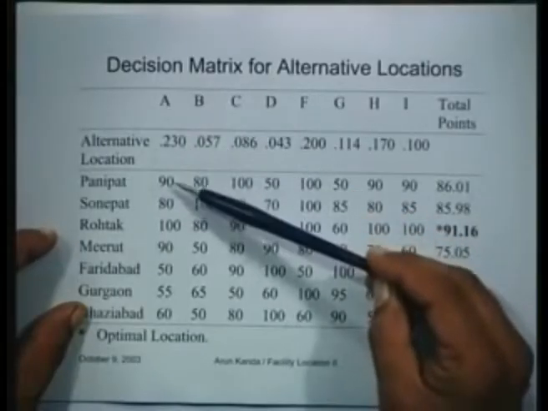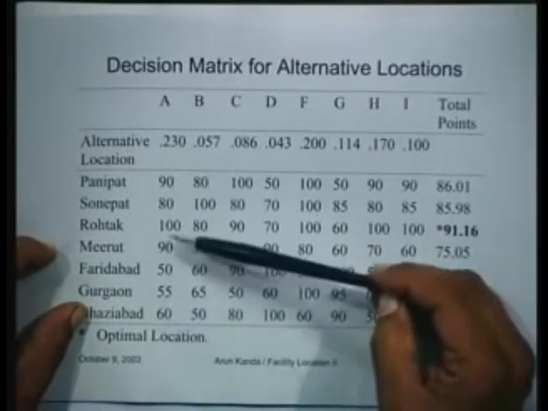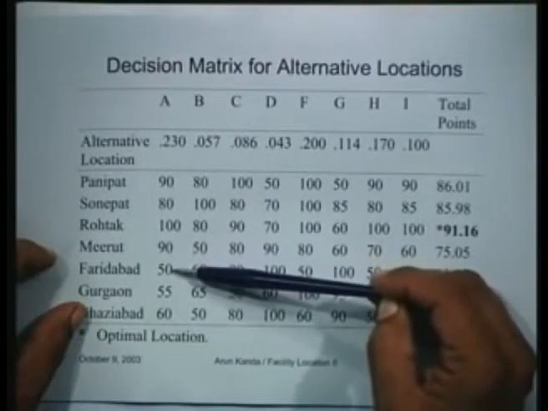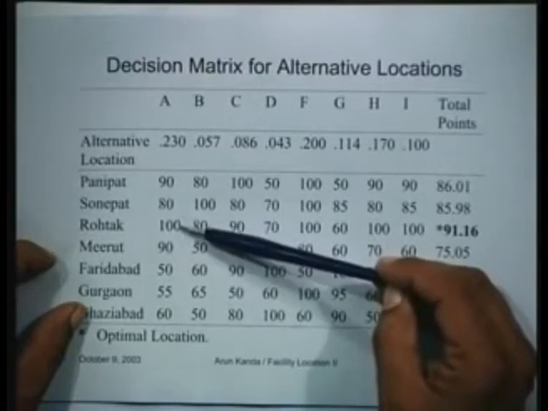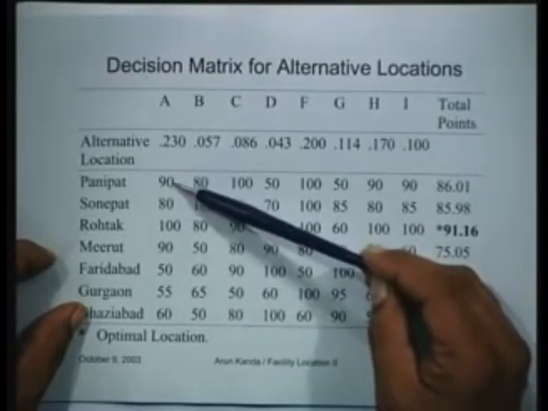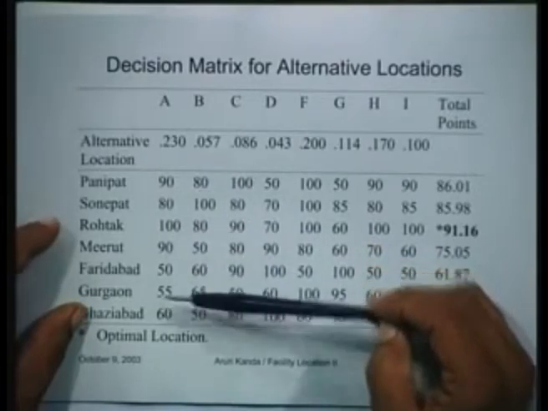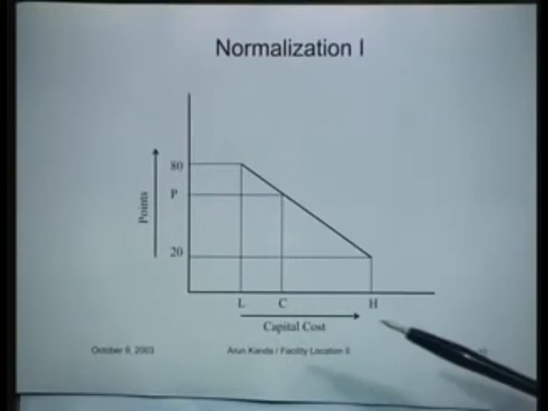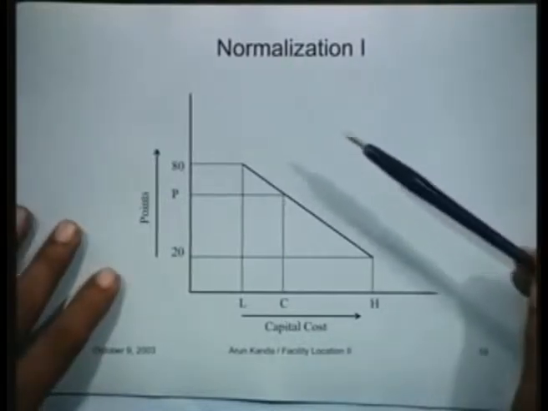You see, the tricky part here is how do you assign these marks to these candidates? If a particular factor is, let us say, capital cost, the highest capital cost will be the most undesirable, the least capital cost will be the most desirable, and so on. So the manner in which you assign these marks is basically the process of normalization. Now a word about normalization.